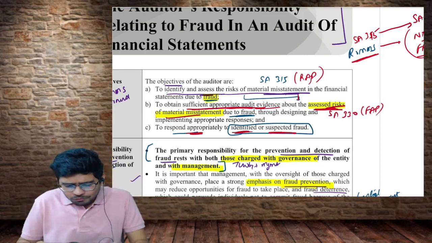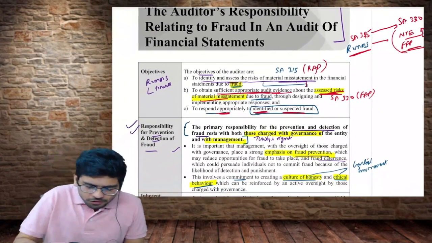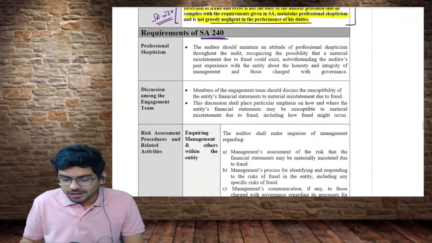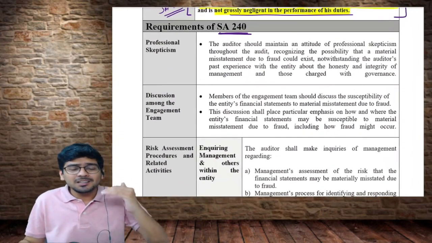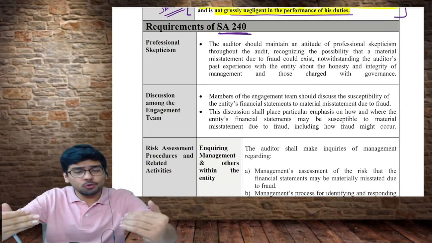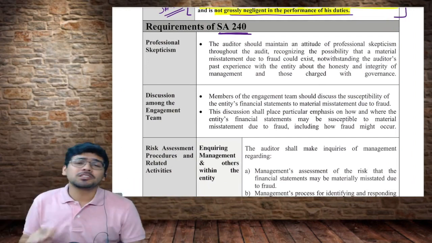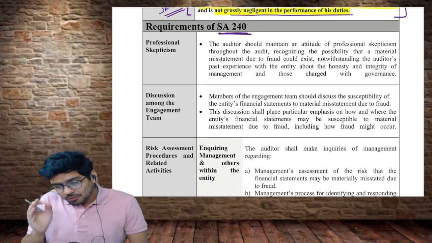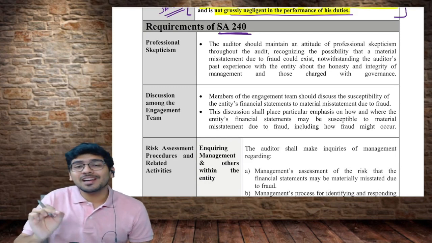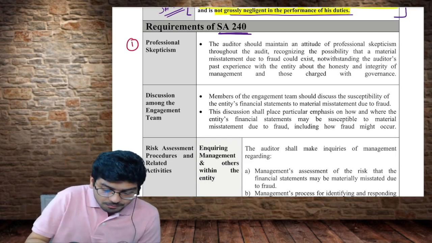You don't have to go through the objectives, it is just for your understanding. Now let us come to the requirements part of the standard. Requirements means that these requirements are legally enforceable, which the auditor needs to comply with. Now, the first requirement of 240. This was a requirement of 200 also, that the auditor is going to maintain an attitude of professional skepticism throughout the audit.